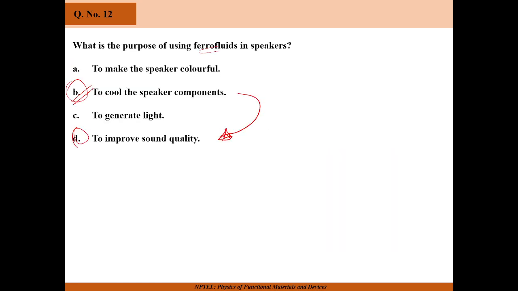What is the purpose of using ferrofluids in speakers? The major use is to cool the speaker components. It also improves the sound quality, but that is an effect of option B, because as we cool the speaker components, the sound quality improves. So the best answer is option B.